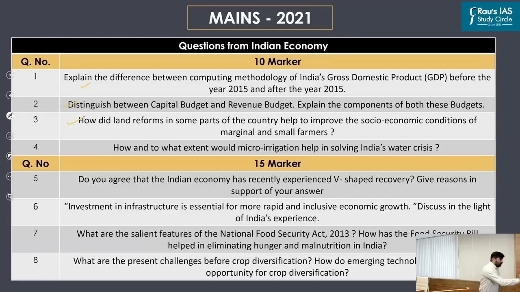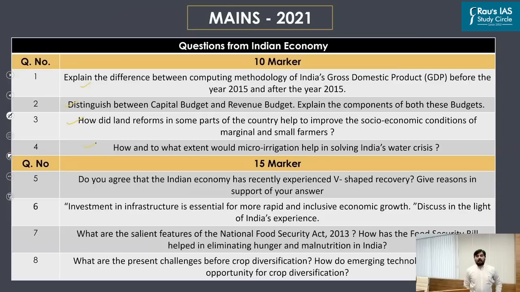The next question: how and to what extent would micro irrigation help in solving India's water crisis? This question was asked because of two reasons. One, it is directly related to the syllabus. In your syllabus, you have a topic of types of irrigation systems. One of the irrigation systems happens to be micro irrigation. So, directly from the syllabus.